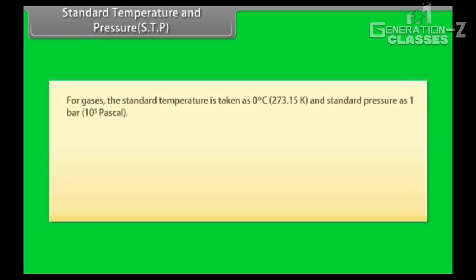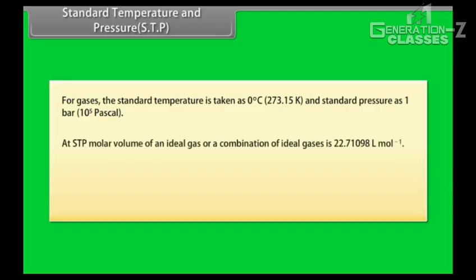Standard temperature and pressure, STP. For gases, the standard temperature is taken as 0 degrees Celsius or 273.15 Kelvin and standard pressure as 1 bar or 10 raised to the power 5 Pascal. At STP, molar volume of an ideal gas or a combination of ideal gases is 22.71098 liter per mole. Another unit for pressure measurement is torr. 1 torr is equal to 133.322 Pascal.